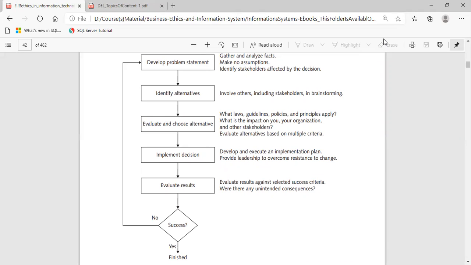And the person who is writing or developing the problem statement must identify all those stakeholders who are affected by the decision. So if all these things are considered in writing the problem statement, the initial stage of the implementation of ethical behavior in the problem solution will be tackled properly. So then comes the second phase.